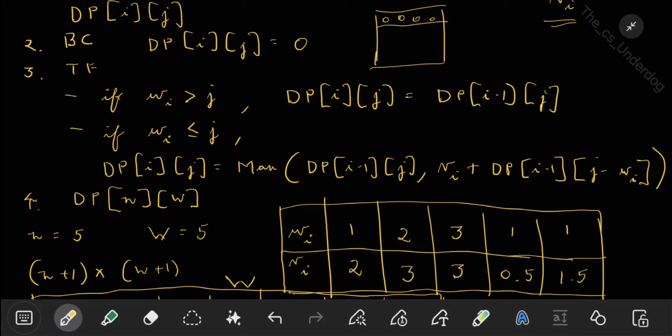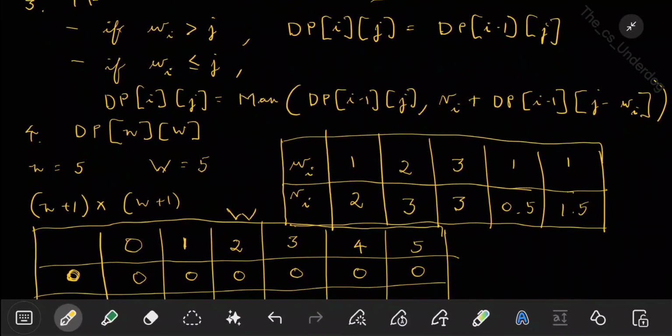What is the other case? If the ith item's weight is less than or equal to the capacity of the knapsack, then if you want, you can include this item. So you have two options. You have to choose whichever gives you maximum profit. The first option is to not include the item, that is dp[i-1][j]. That is the same as what we did here. We are not including the item.